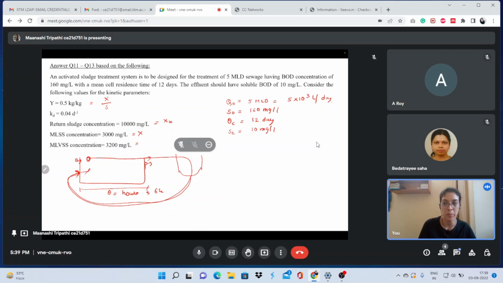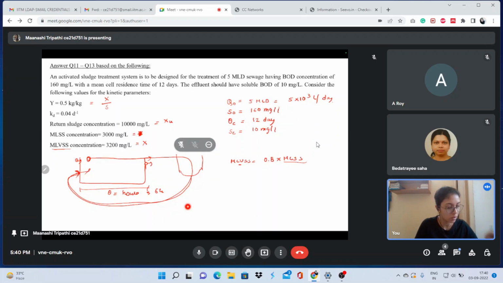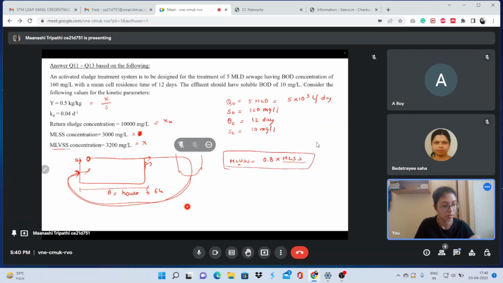In this aeration tank problem, we always use MLVSS. We never use MLSS. So whenever the value is given in MLSS, we convert it into MLVSS. Typically, MLVSS is equal to 0.8 times MLSS. MLVSS means volatile, and MLSS means total, volatile plus fixed. So this will be taken as X, not this. I hope we have noted down all these things. I'll give you a few minutes to note. Please note down this also, because sometimes you may get confused. We always use MLVSS in ASP problems.